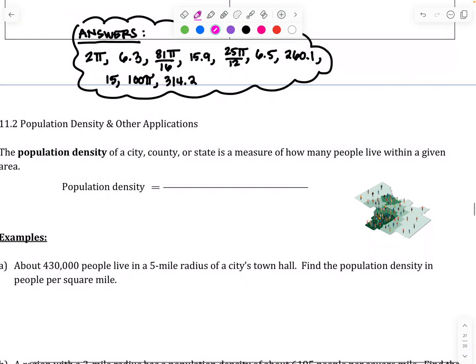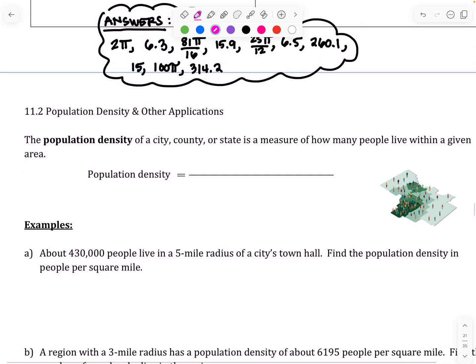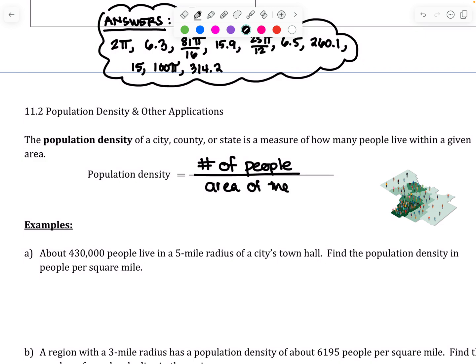So we can think of population density as the number of people. It's a ratio, the number of people compared to, or divided by, the area of the land.